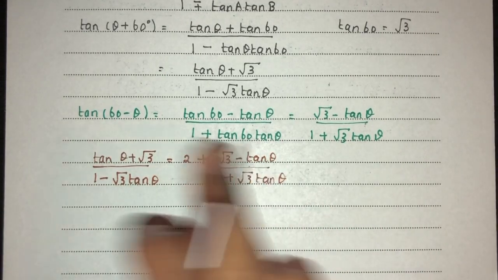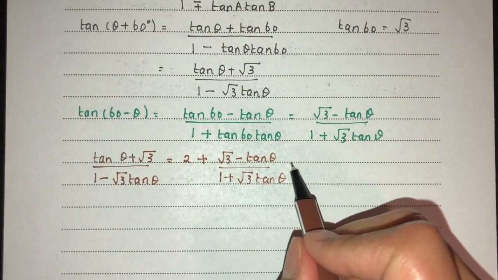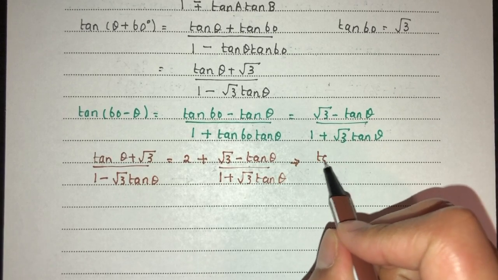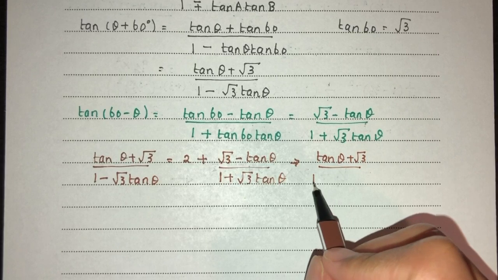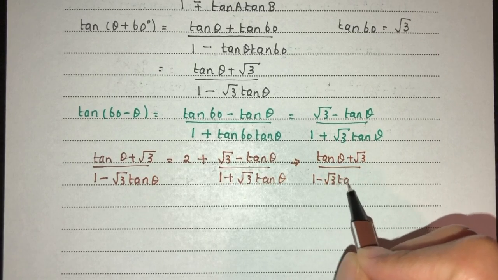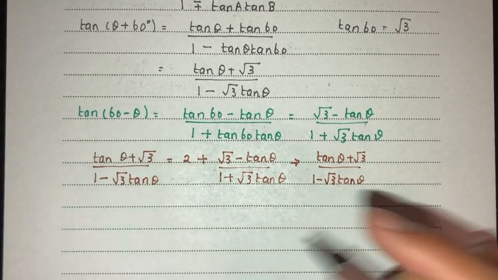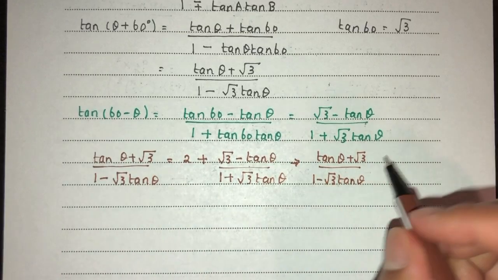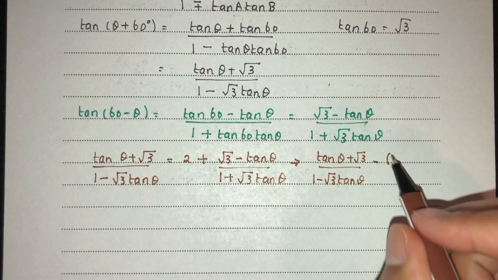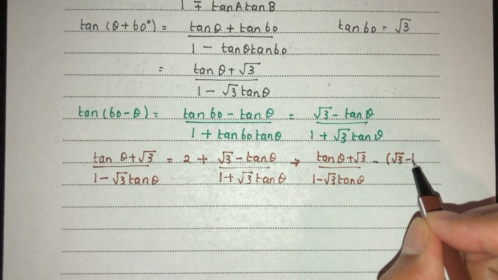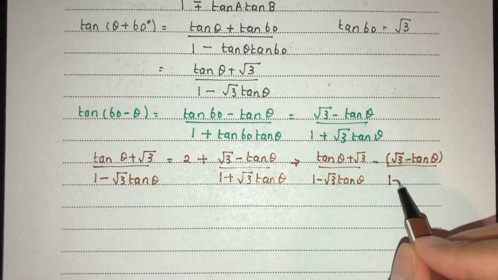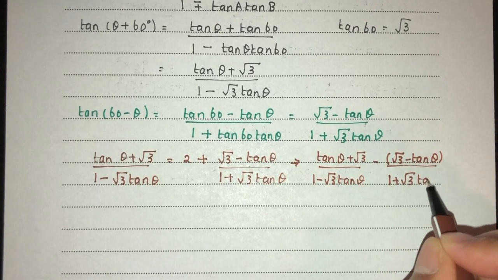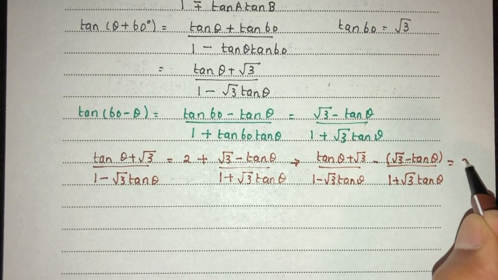Now we can send this one over here. So send this over here. You will have tan of theta plus root 3 over 1 minus root 3 tan of theta. That's the left hand side. Now when we send this over here, it becomes minus, let's put a bracket to be safe, root 3 minus tan of theta over 1 plus root 3 tan of theta equal to 2.